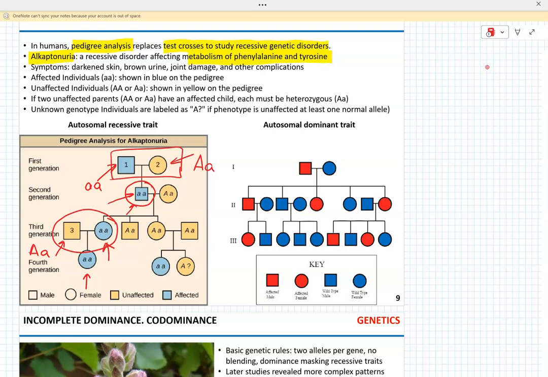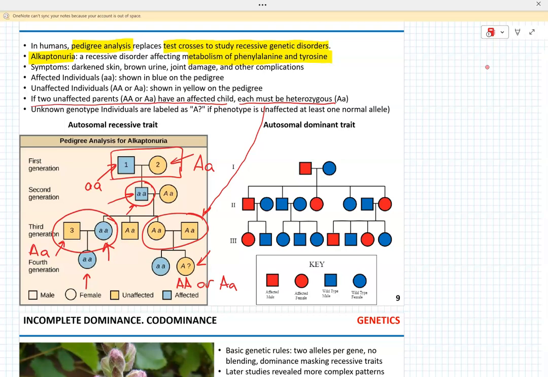Now, if 2 unaffected parents have an affected child, that is possible only if each parent is heterozygous. Of course, we can't know whether this offspring is homozygous dominant or heterozygous.